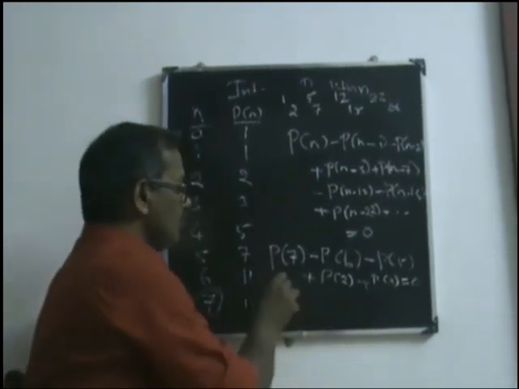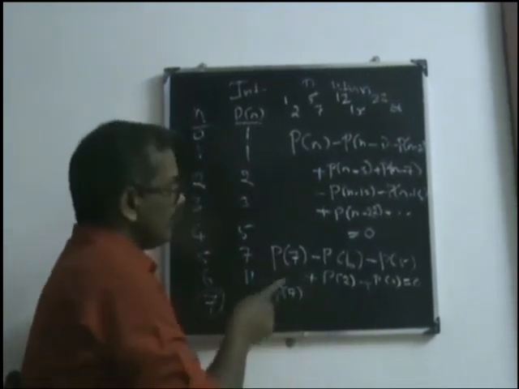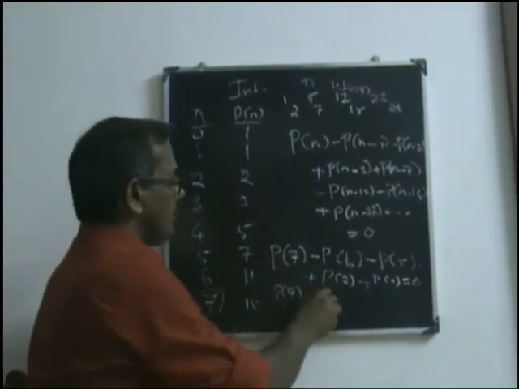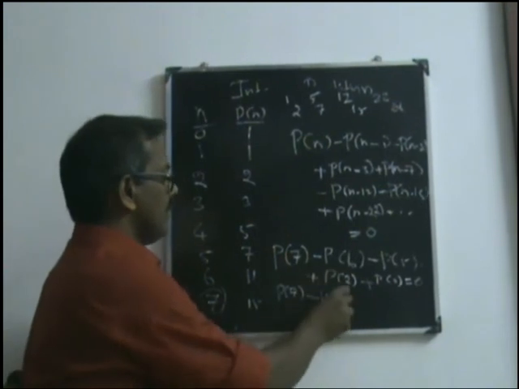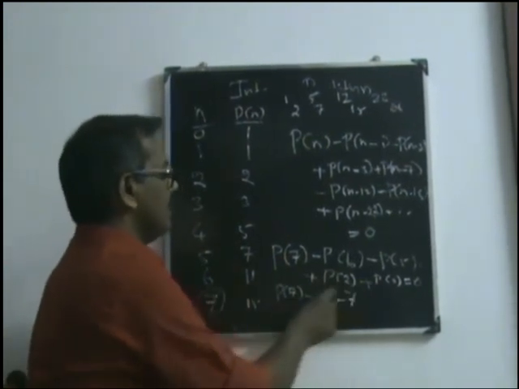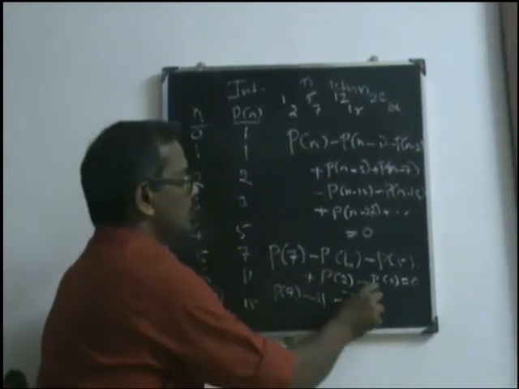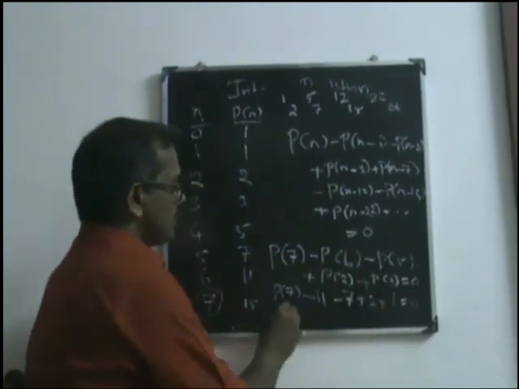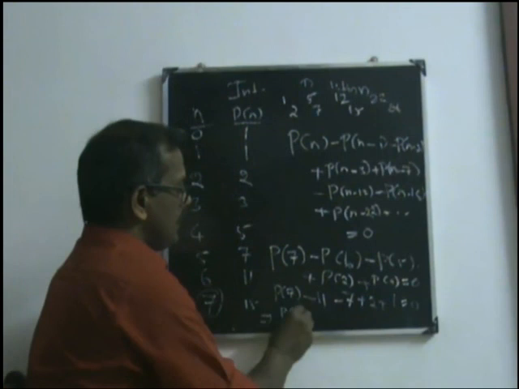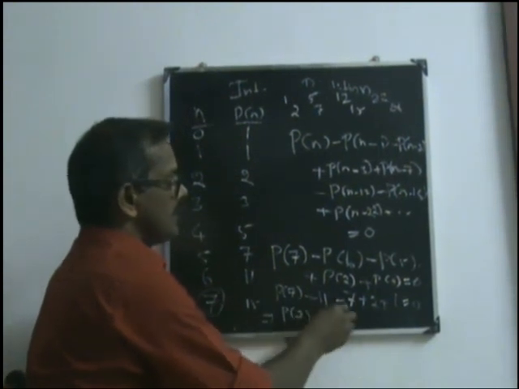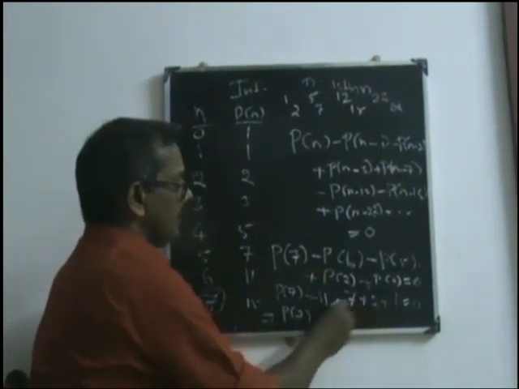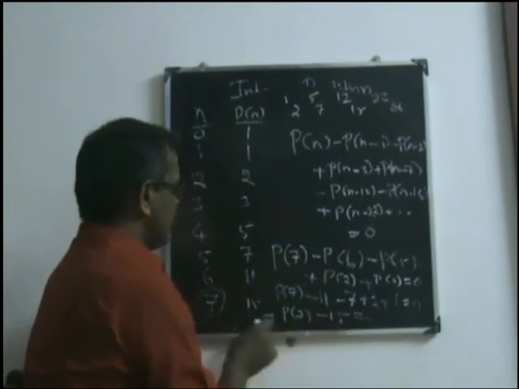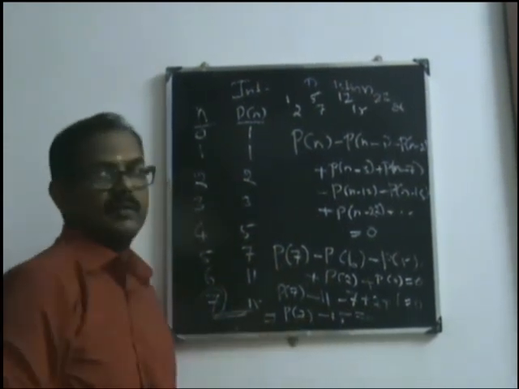Now we do not know the value of P7, we have to find that, but we know the previous values. What is the value of P6? That is 11, so minus 11, then P of 5, that is 7, then P of 2, that is 2, then P of 0, that is 1, equal to 0. That implies P of 7 minus 18 plus 3, that means minus 15, equal to 0. So that implies P of 7 is equal to 15. So we got that. Thank you.